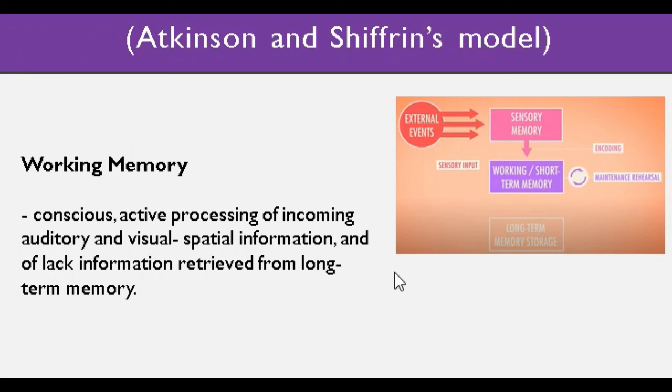What's next is the Atkinson and Shiffrin model. This is what we call this, and we have this image on the PowerPoint. Upon sensing external events, you sense something through your sensory memory. You input what you perceive, or the stimulus that you've seen, into the sensory memory. After you input the information in your sensory memory, what you're going to do is encode.